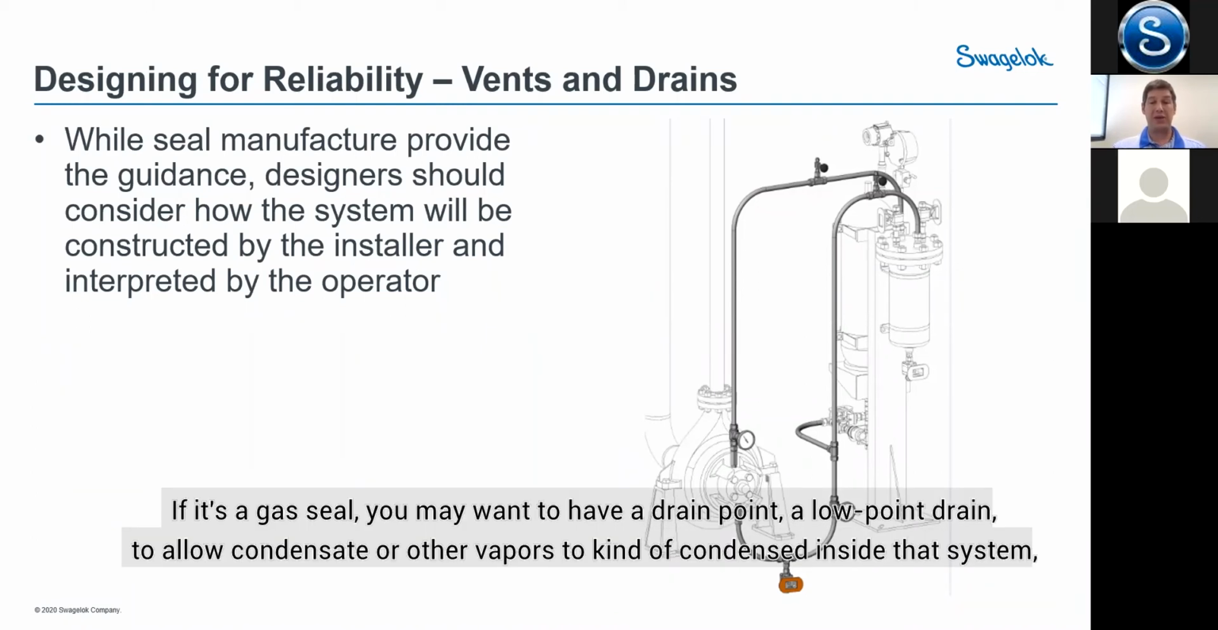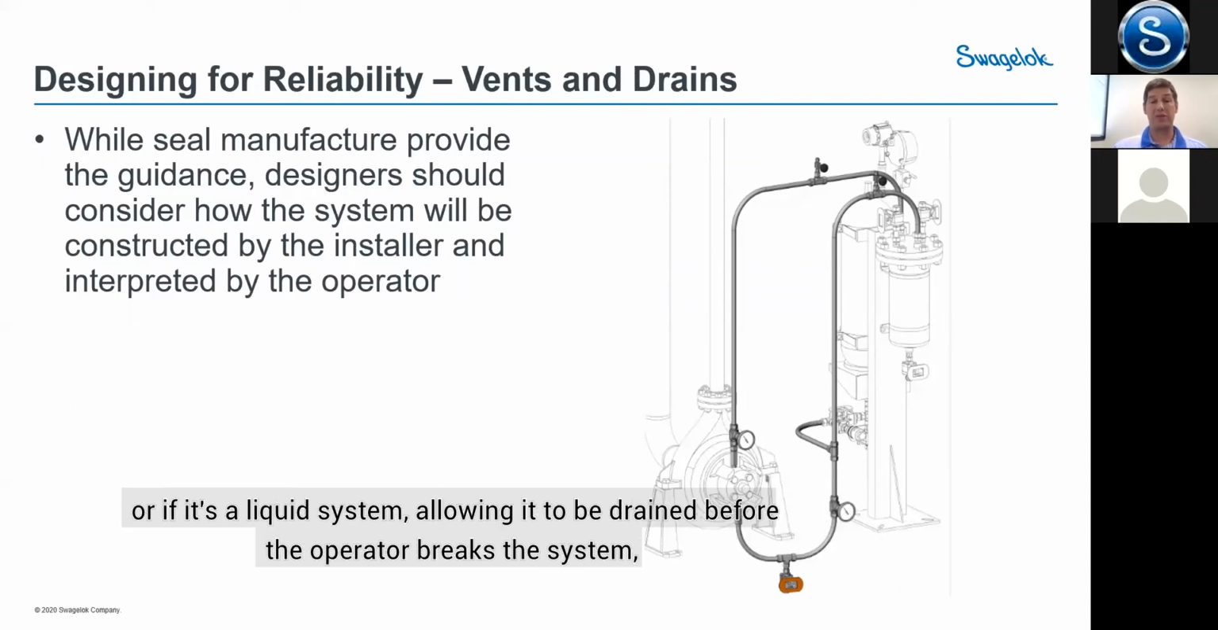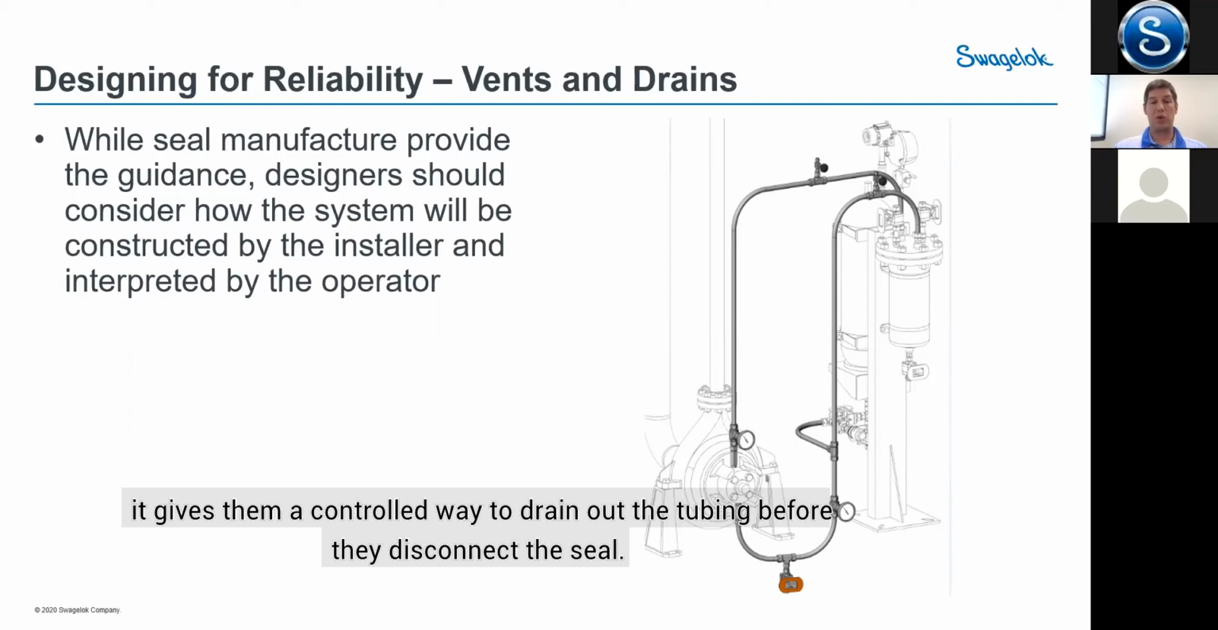If it's a gas seal, you may want to have a drain point, a low point drain, to allow condensate or other vapors that might have condensed inside that system. Or if it's a liquid system, allowing it to be drained before the operator breaks the system gives them a controlled way to drain out the tubing before they disconnect the seal.